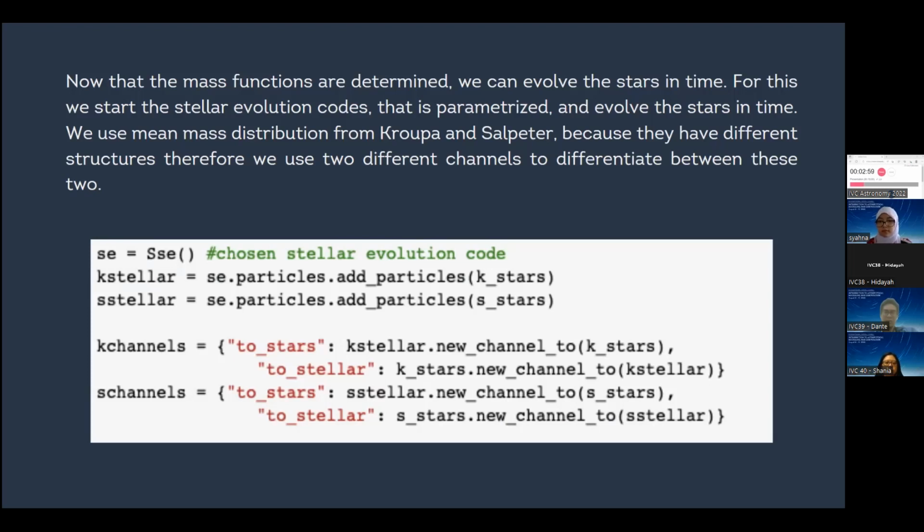We use the mean mass distribution for Kroupa and Salpeter. They have different structures, and therefore we use two different channels to differentiate between these two. Next.